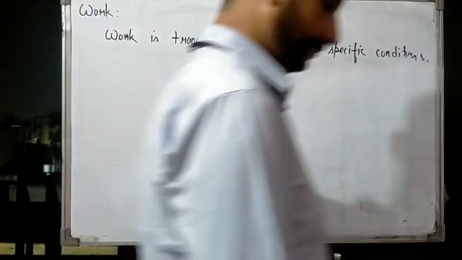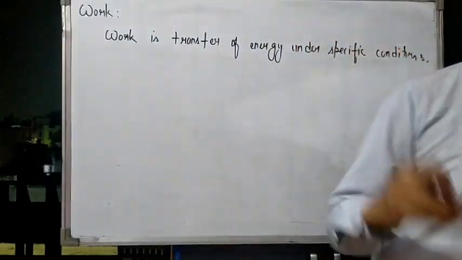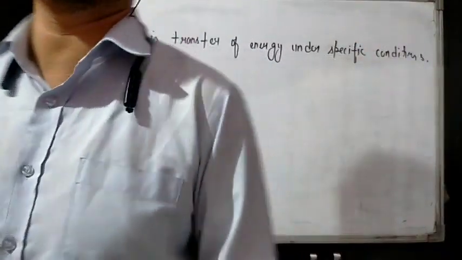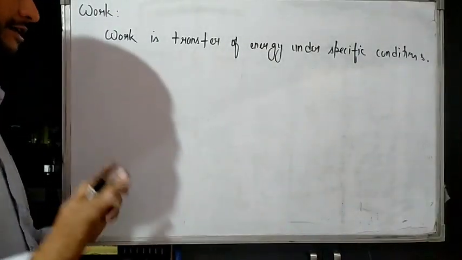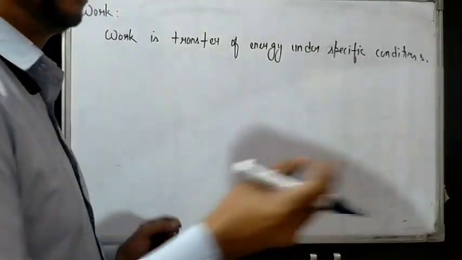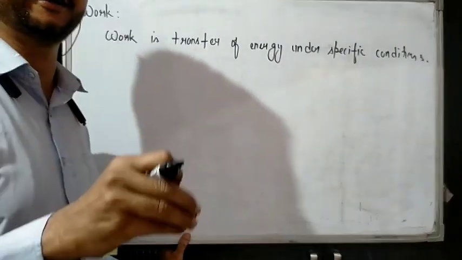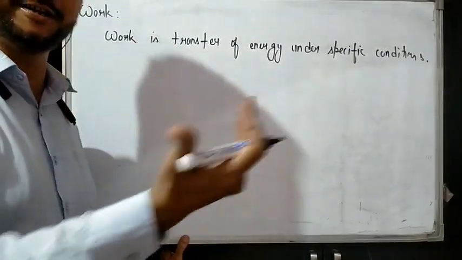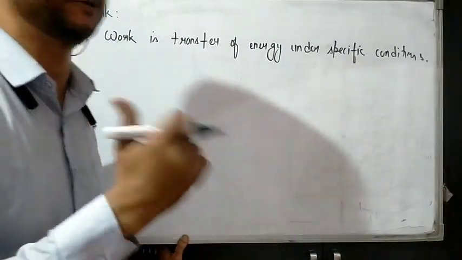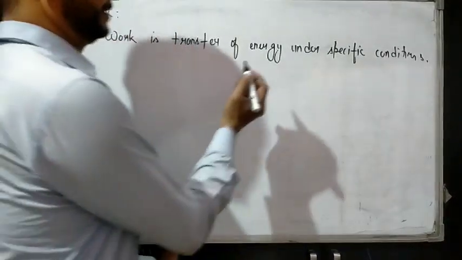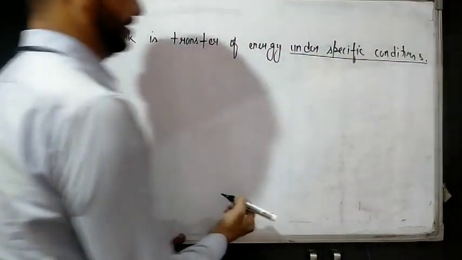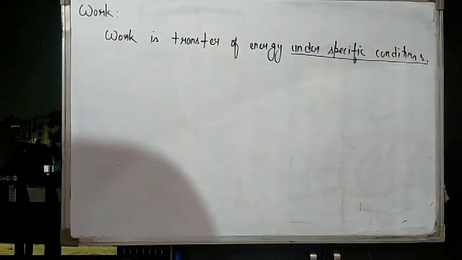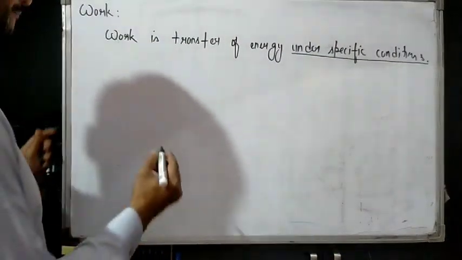For example, when sunlight is received by something and it is not moved, how will you say that there is any work? No, there is no work. There is electromagnetic radiation in the form of heat energy received by the body, but the body does not actually move. That's why this definition is termed as under specific conditions. So what is the specific condition? Let me give you an example.